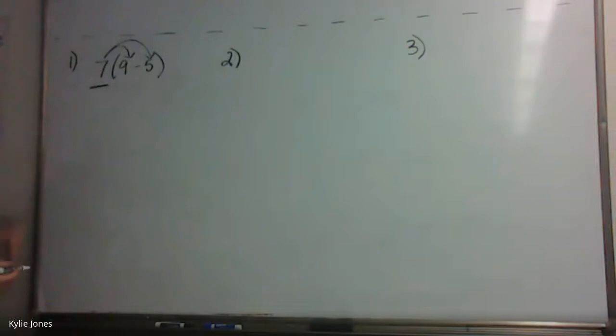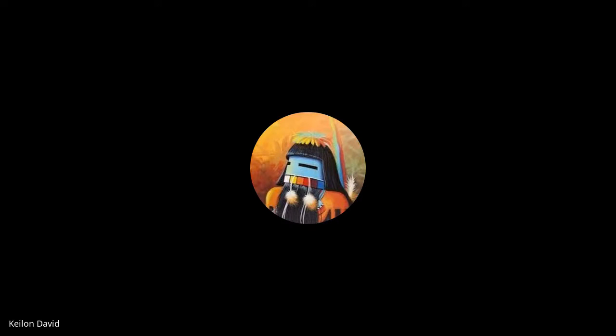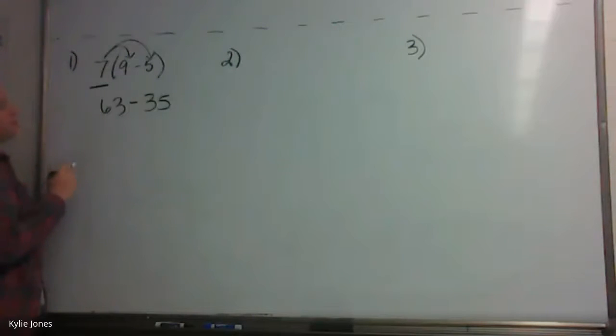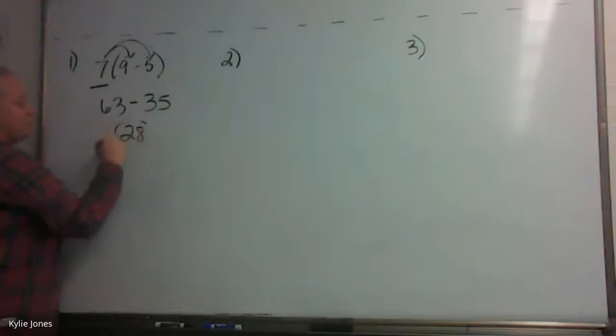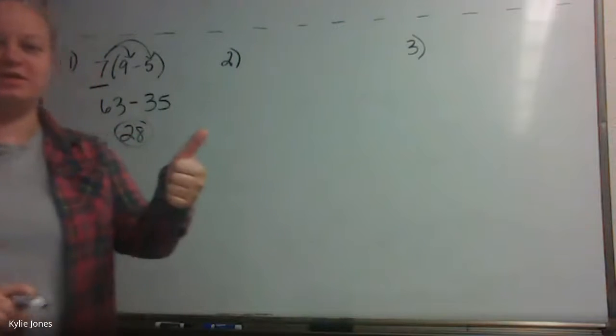So what's 7 times 9? 63. This subtraction just moves straight down. And then what's 7 times 5? 35. And then what do you get when you subtract? What's your final answer? 28. Good. 28 is your final answer here. How'd you guys do? Good? My audio isn't very good.